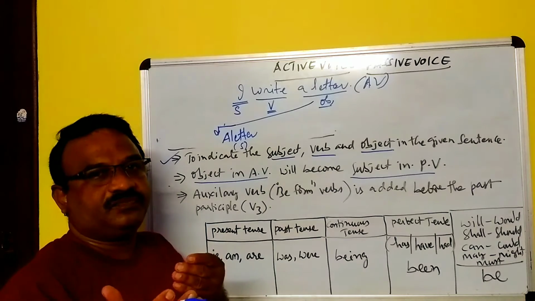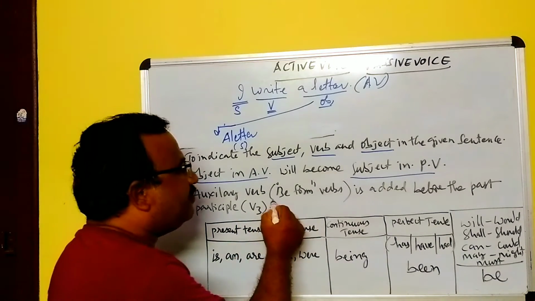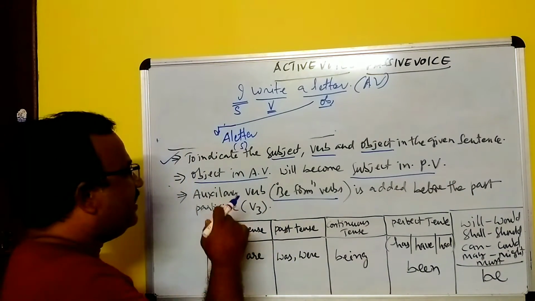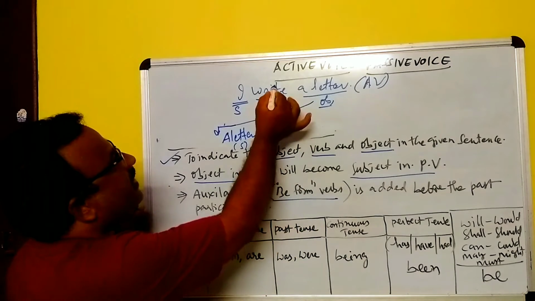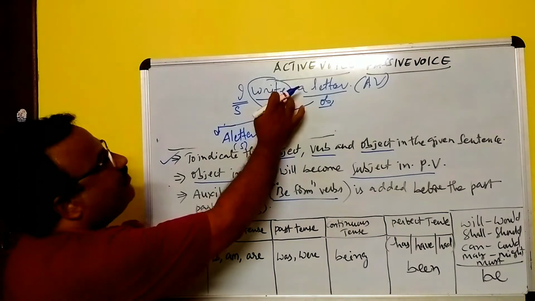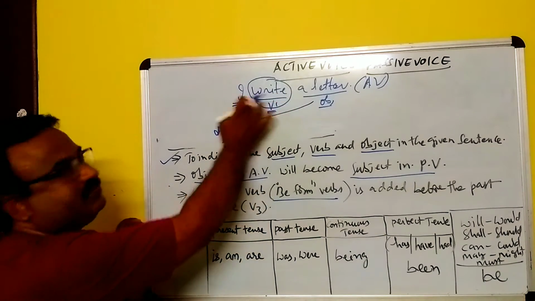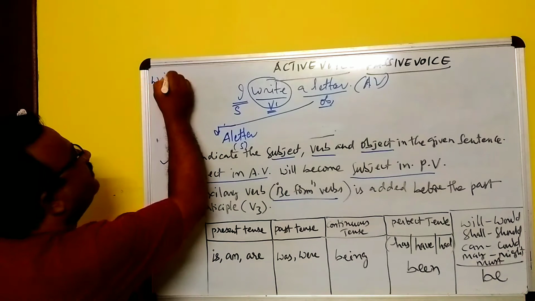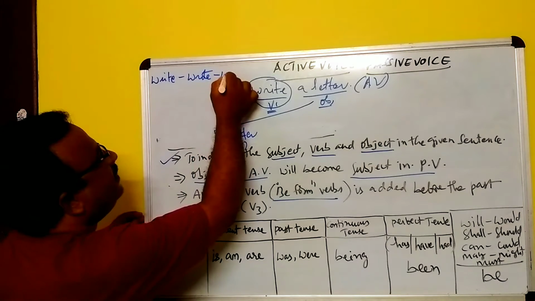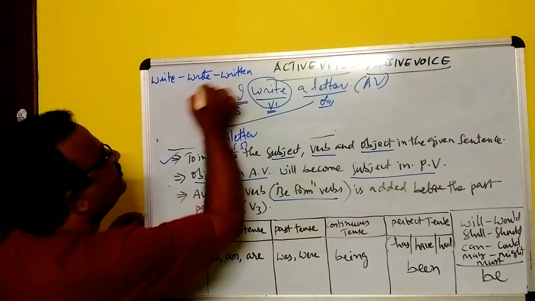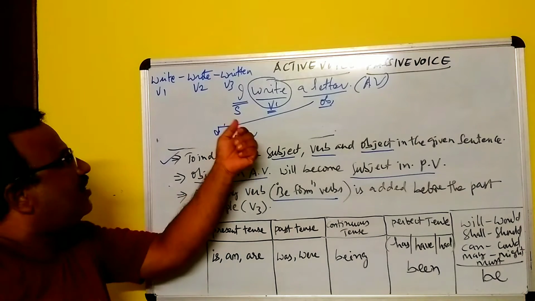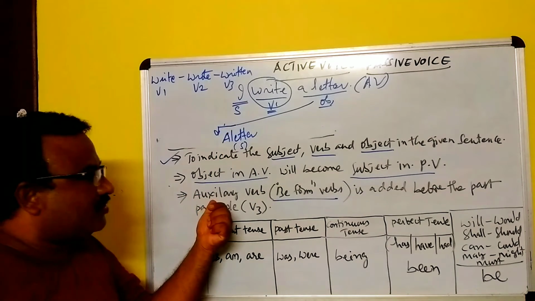And next one, auxiliary verb or be form. Auxiliary means helping verb, or supporting verb. That means here be form verbs are added before the past participle. Here it all depends on verb form. Here the verb form is V1, right? Now what are the forms? Write, present tense; wrote, past tense; written, past participle. V1, V2, V3.